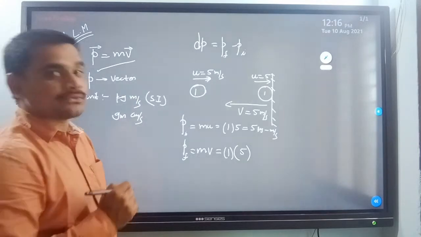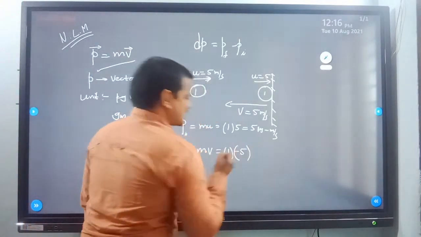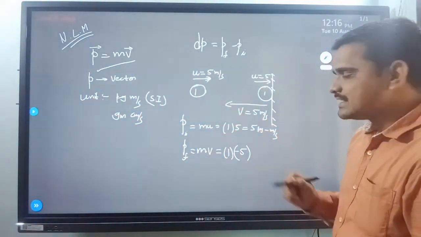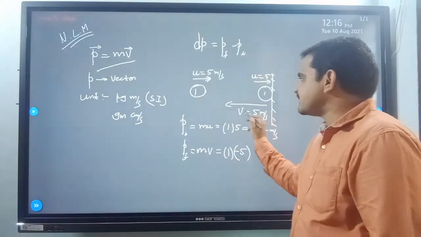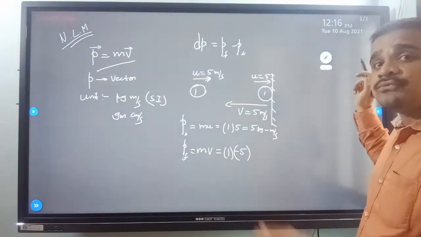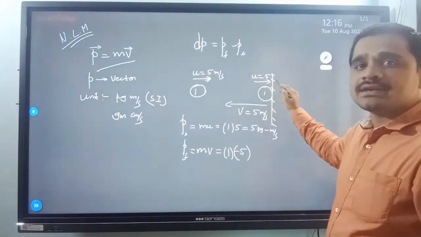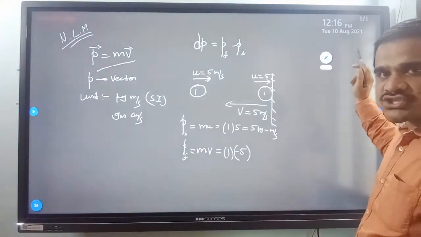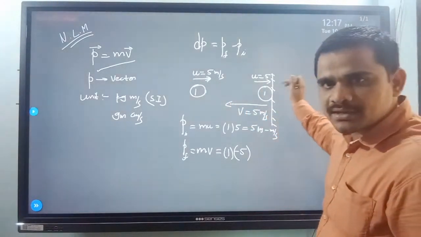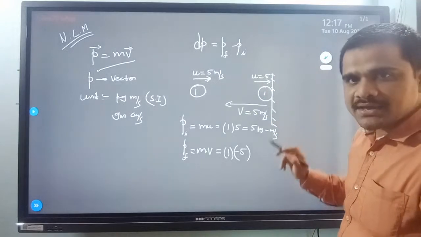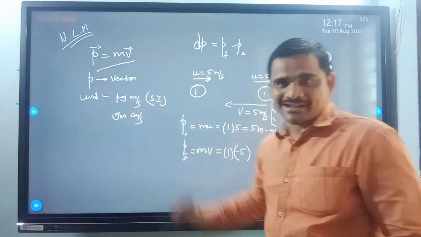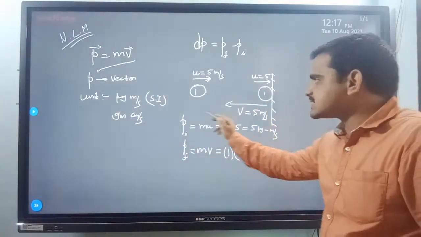It's wrong here. Why? Because I have to write minus 5. Why do I have to write minus 5 here? This minus 5 represents that the body is coming in this direction. Previously, before hitting the wall, the body is moving along the positive x-axis, u is equal to 5. Whereas after hitting the wall, the velocity is in the opposite direction, the negative x-axis.